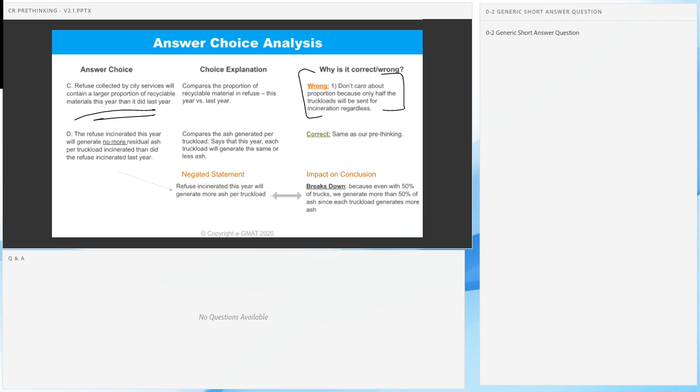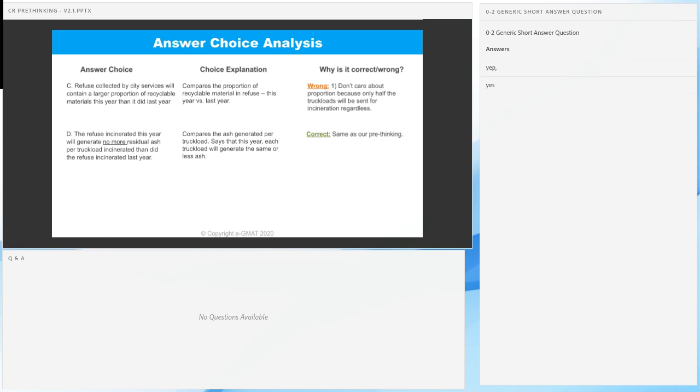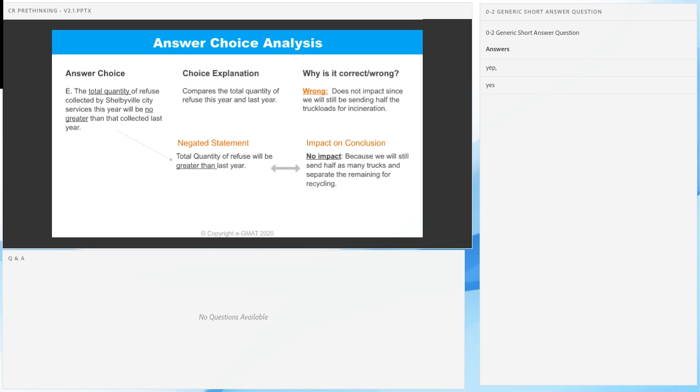People who chose choice C, do you get why choice C is wrong? Okay. Choice D talks about the ash per truckload, which is a correct answer. You can see the negation test being applied over here. And choice E talks about the total quantity of refuse, again irrelevant. Why? Because we're only going to send half as many truckloads.